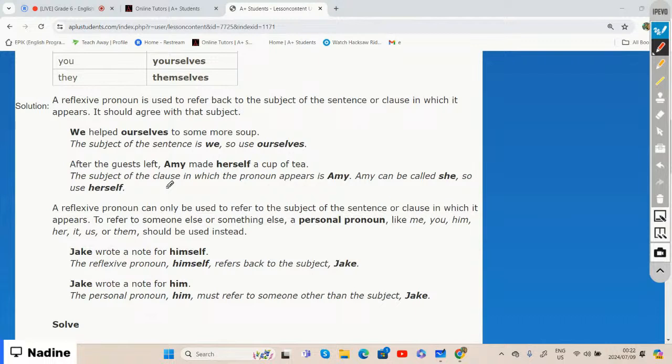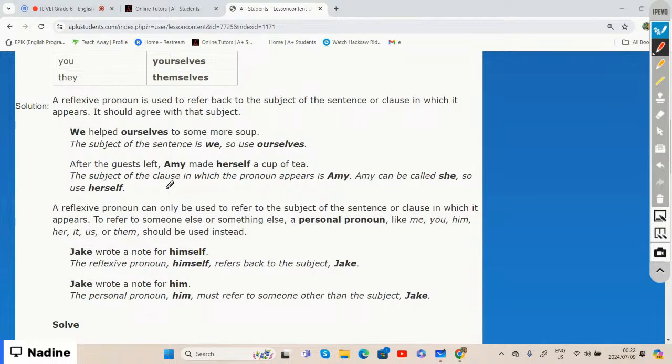You're not referring back to yourself. You're referring to someone else doing something, right? So instead of saying I, you can just say me, for example. But we are going to look at how we can use personal pronouns compared to reflexive pronouns.